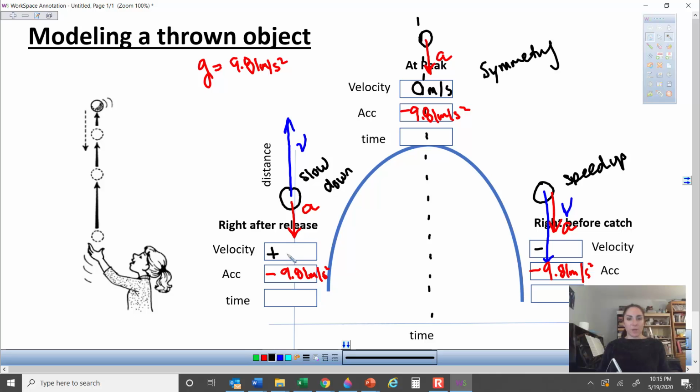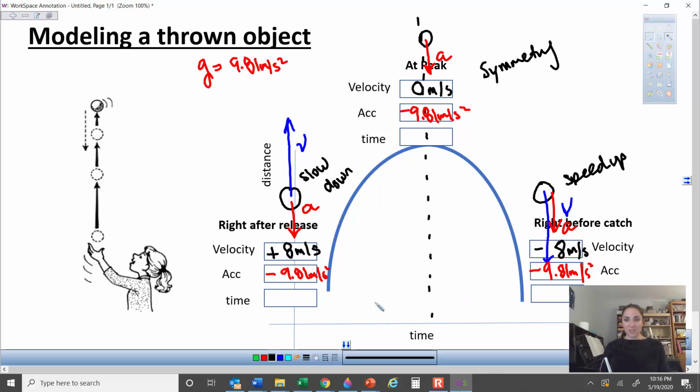Now I'm just going to make up a velocity. Let's make up a number. Let's make up 8. I like 8. So like I said, this actually has symmetry. So if you throw the object with 8 meters per second up, as long as you catch it in the same spot, it will also be 8 when you catch it.